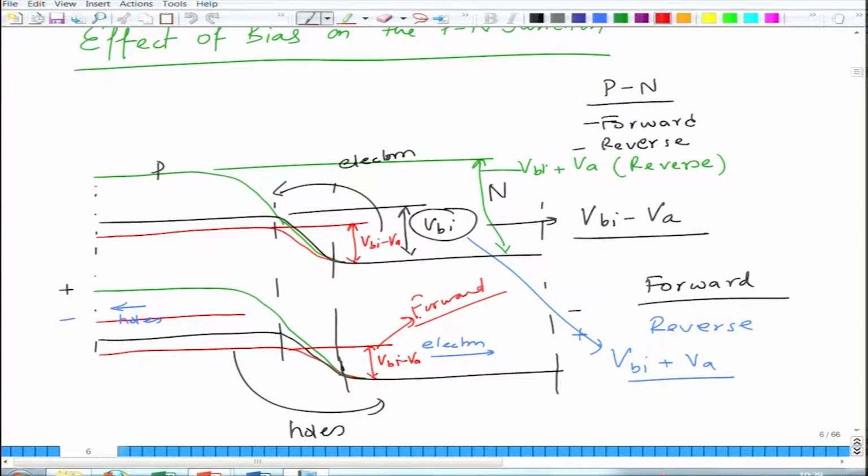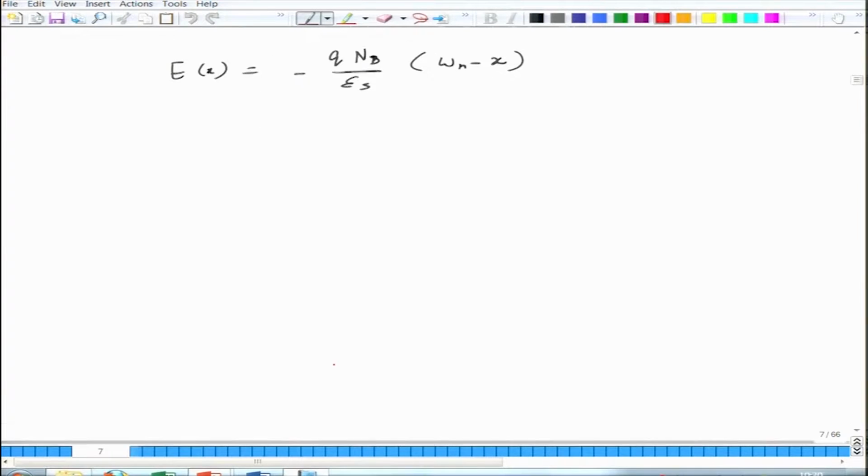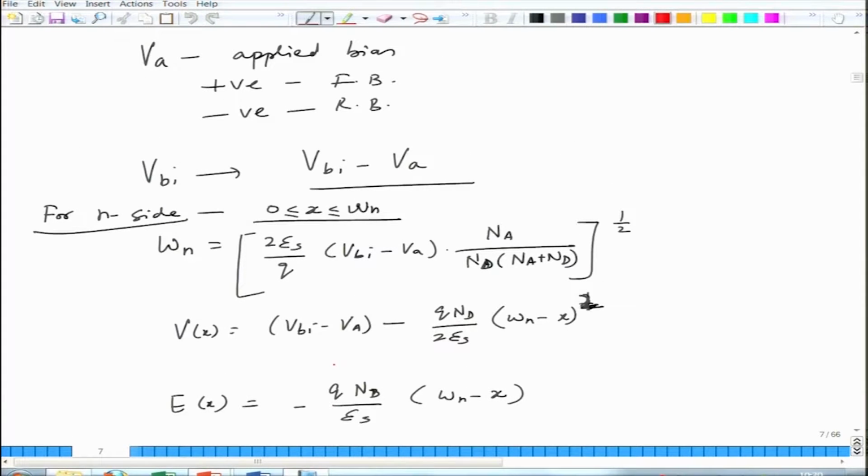So the effect of bias is essentially you can have two biases, forward and reverse bias. Forward bias essentially reduces the barrier height. So your barrier height becomes Vbi minus Va, because Va is positive. As a result, more electrons can flow and more holes can flow across the junction, whereas in the case of reverse bias you increase the barrier height, leading to reduced hole and electron flow across the junction. As a result, the current is lower. So you can modify this equation accordingly, just replace with Vbi minus Va, and this has implications in terms of both electric field and potential.